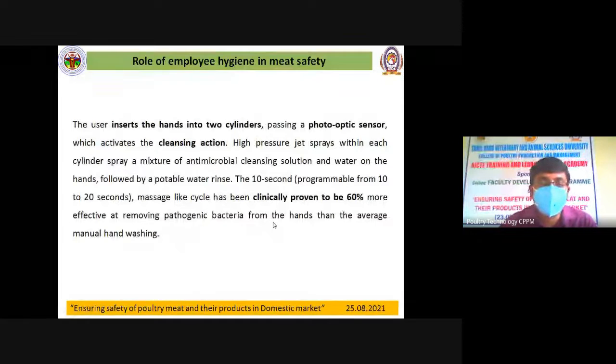So how does the mechanized hand washer work? The user inserts the hand into a cylinder, into two cylinders, and it activates by passing a photo-optic sensor, which activates the cleansing action. High pressure jets spray within each cylinder the antimicrobial cleaning solution and water on the hands, followed by a potable water rinse. This can be programmed for 10 seconds to 20 seconds. The cycle has been clinically proven to be 60% or more effective in removing pathogenic bacteria from the hands than the average manual hand washing. So there is 60% more efficiency than manual hand washing.